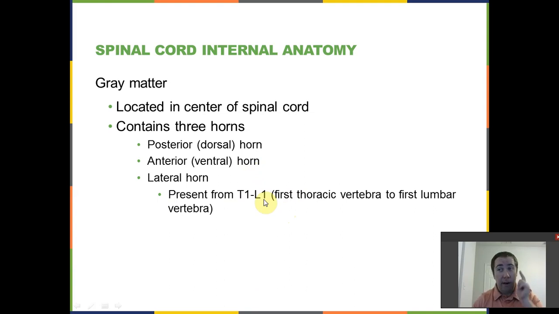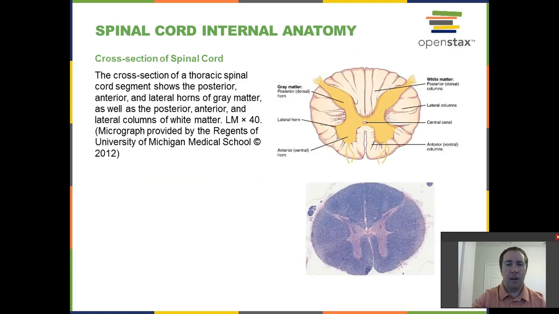I wouldn't even require you to know that the lateral horn is not present in the whole spinal cord. Okay? You need to know the lateral horn is present in some of the spinal cord, and you need to be able to identify it on a figure. So here we see those horns labeled. If you have the butterfly, it looks like there are two wings in the back and two wings in the front. The ones in the back are the posterior horns. The ones in the front are the anterior horns.